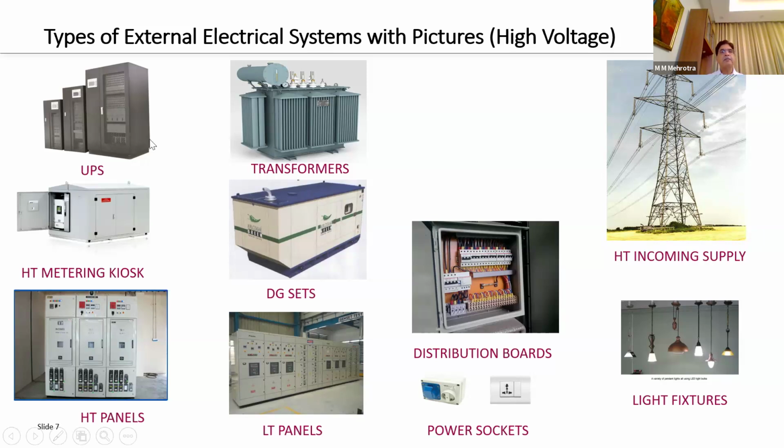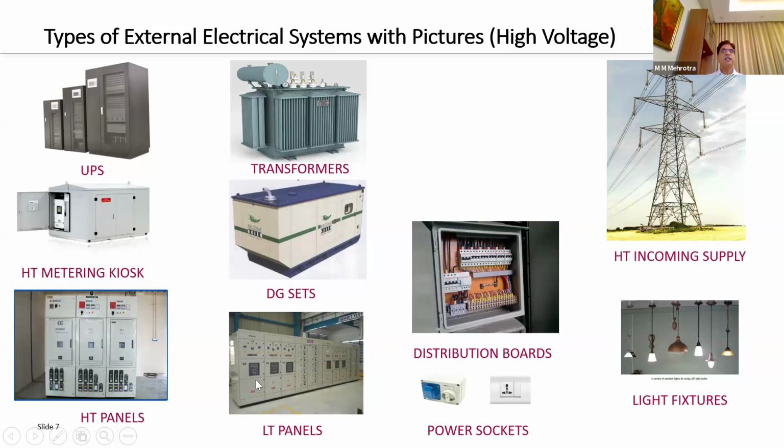Supply comes from there. These are control panels. HT supply goes into the transformer, and the transformer converts HT into LT. Now the LT supply will come to my LT panel board. Here we have different circuits going to different locations in my building, right?